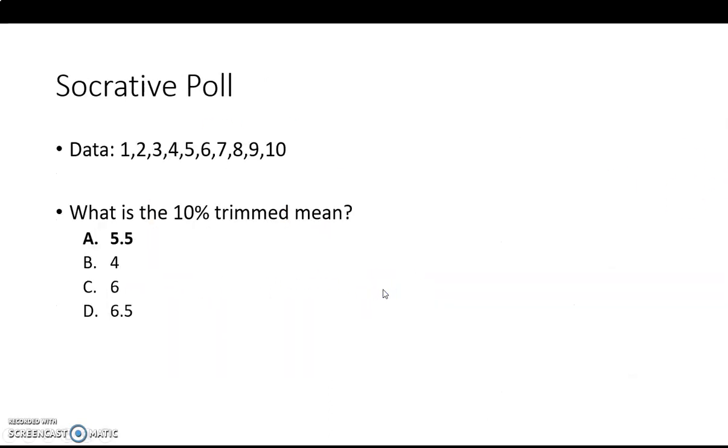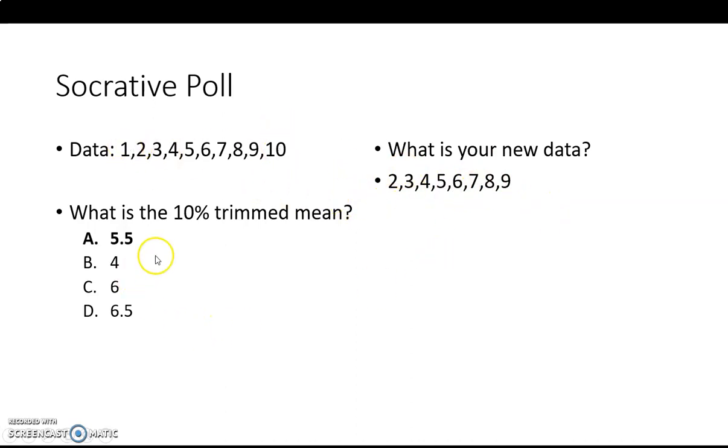Okay. So, for example, the mean of these data is 5.5. The 10% trimmed mean is also 5.5, but these are your new data. Okay, you take off the 1 and you take off the 10. 10% trim on both sides.